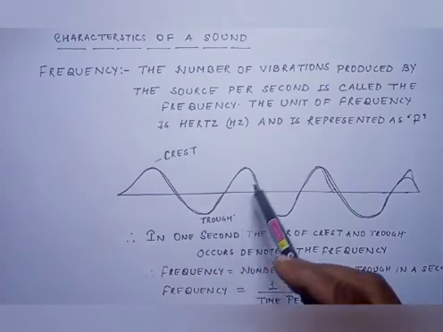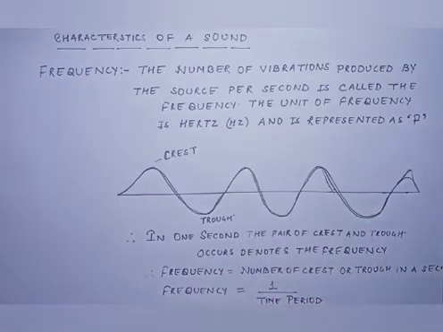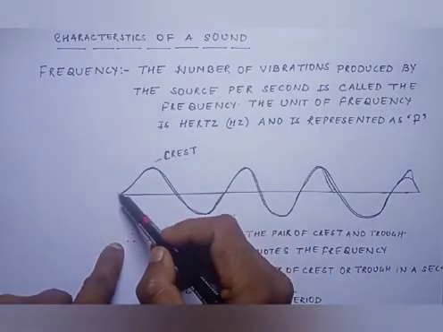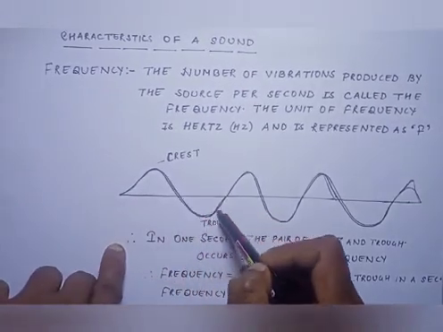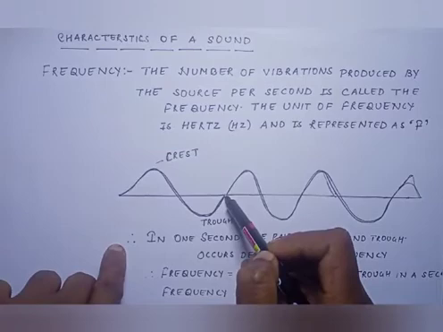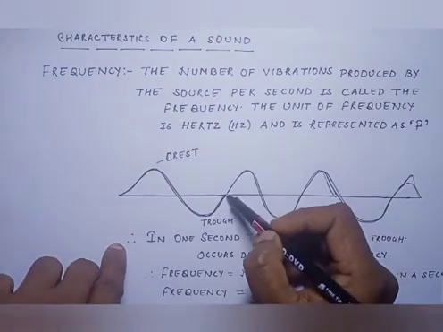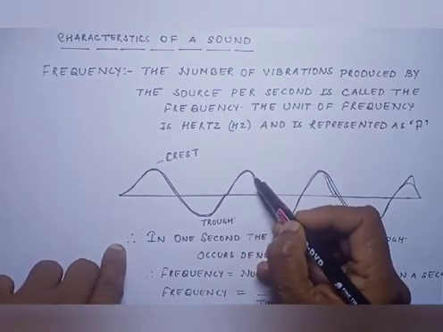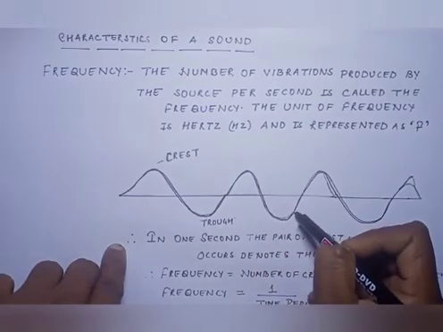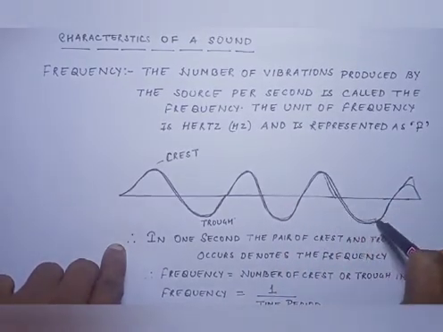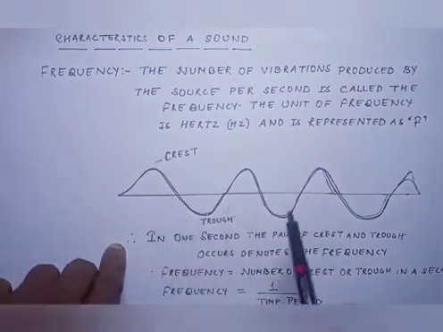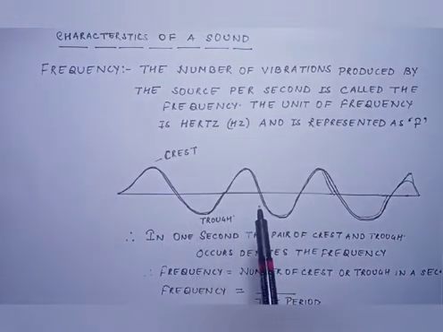Now over here you can see the diagram of a wave. So when a wave completes one crest and one trough, that denotes one frequency. Again, from the same point it continues, second frequency, two frequency. Now this is the third frequency. So in the diagram the frequency is 3.